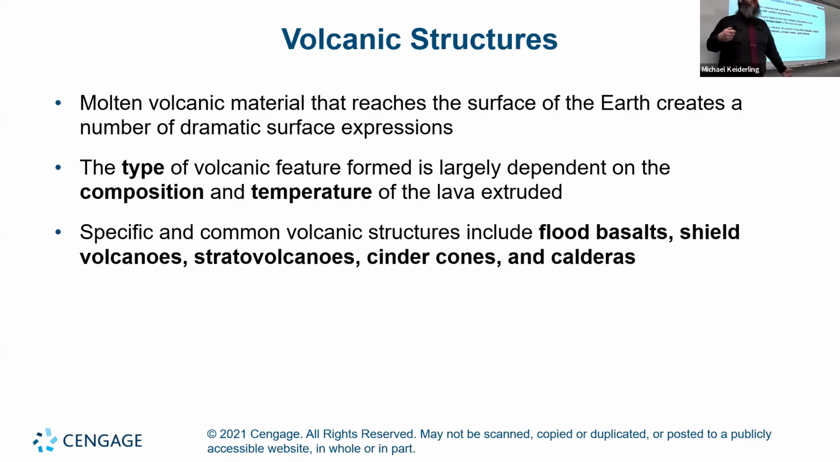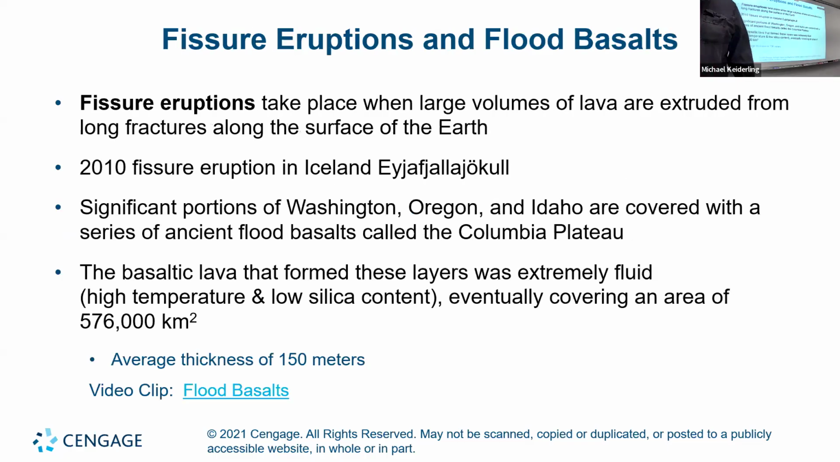And then calderas are what happens when the magma chamber that was full of magma, now that it is empty, collapses, causing the area above it to collapse, and that forms a caldera. So fissure eruptions take place when large volumes of lava get extruded from long fractures along the surface of the earth. The place where you can see this happening today is Iceland.